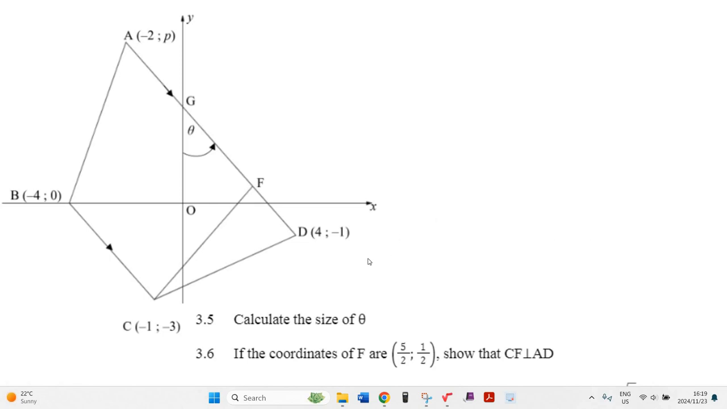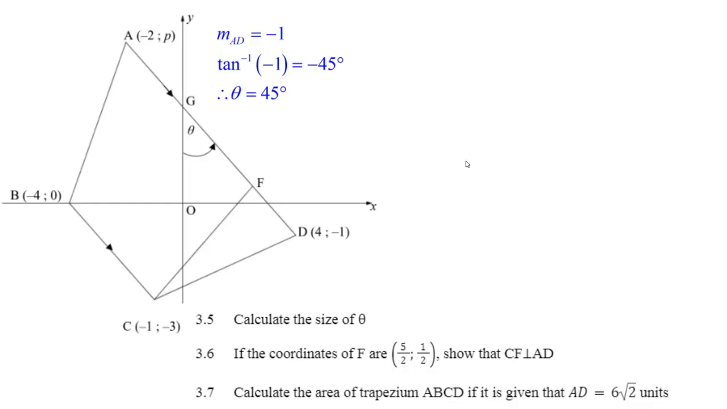Okay, this is the next part of this question here. It shows that what we're supposed to do is calculate the size of this angle theta here, but we know the gradient of this line. And if we go shift 10, it's -1. We go shift 10, we get this angle here, which is -45 degrees. And since this is 90 here, that means that theta must be 45 degrees.